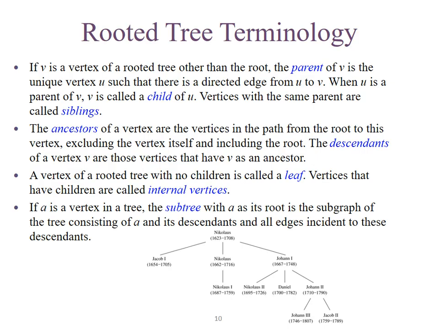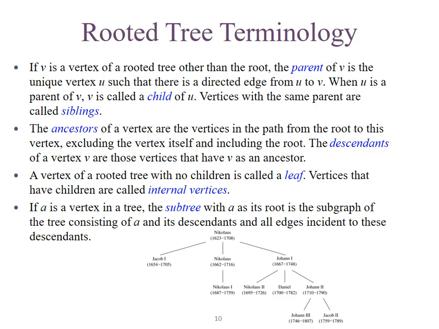Okay, let's see more terminologies. For a rooted tree, we can define the parent of V. Actually we have parent, child, siblings, ancestors, descendants, leaves, internal nodes, and subtrees. So let's see this terminology.